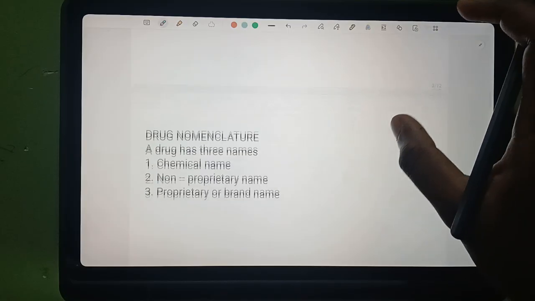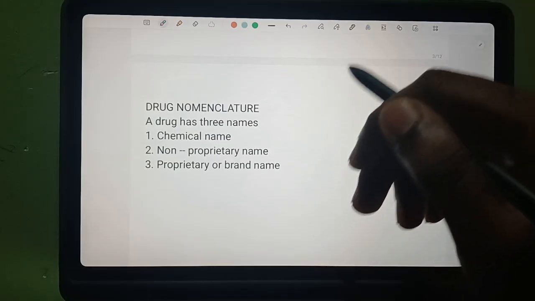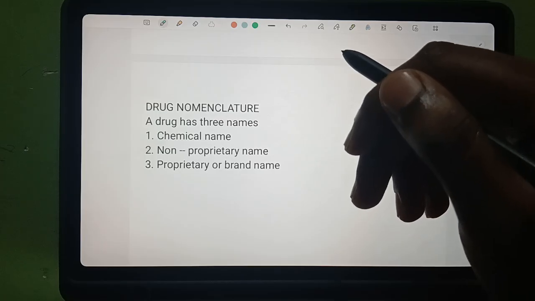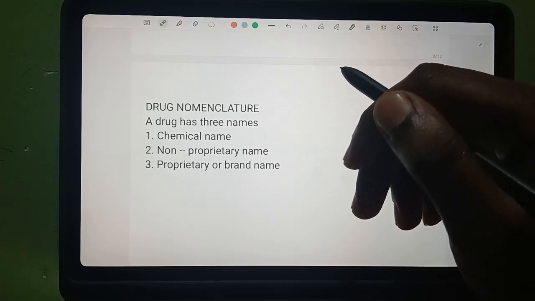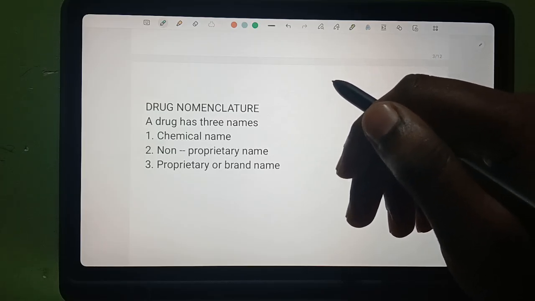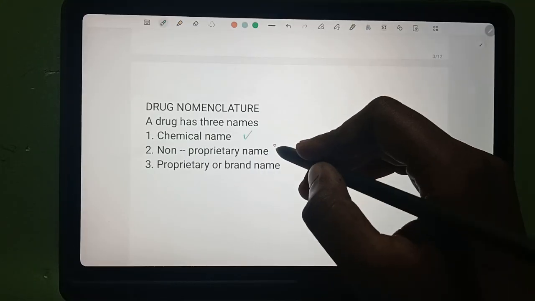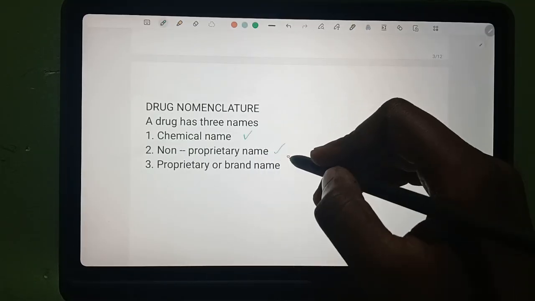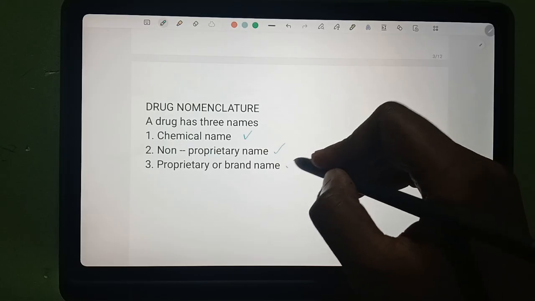Then coming to the next topic, drug nomenclature. Generally a drug has three names. One, chemical name, two, non-proprietary name, and then proprietary or brand name.